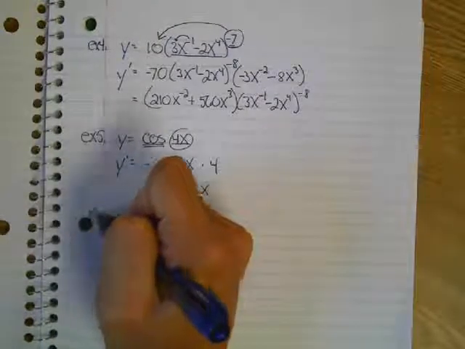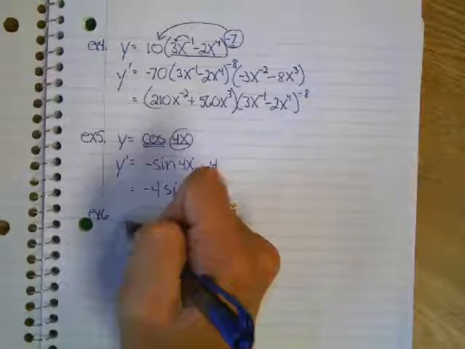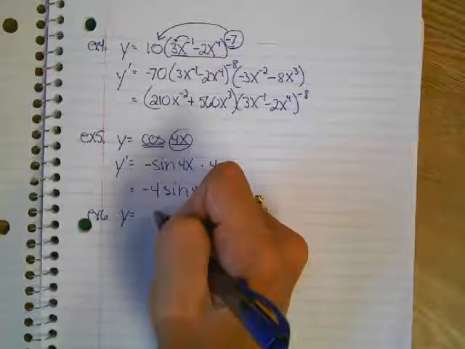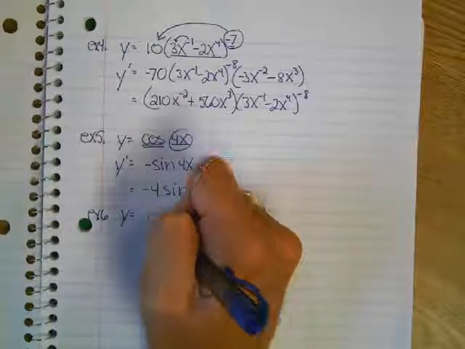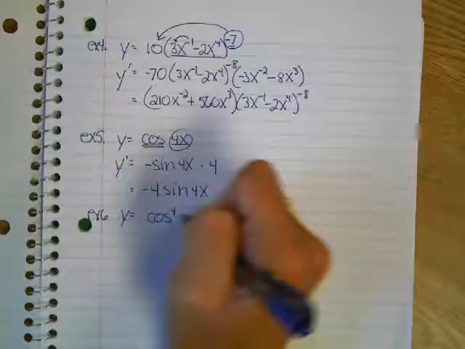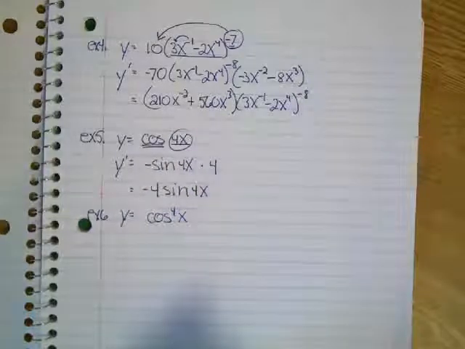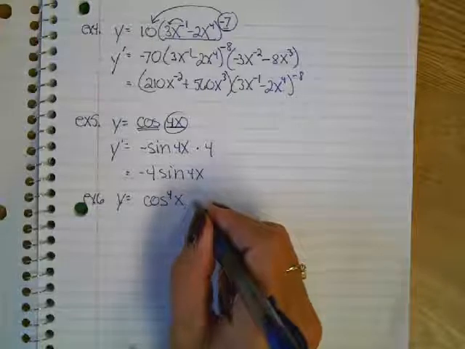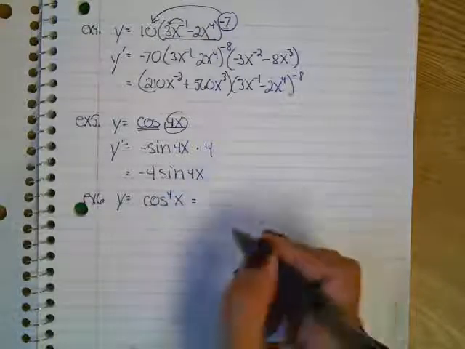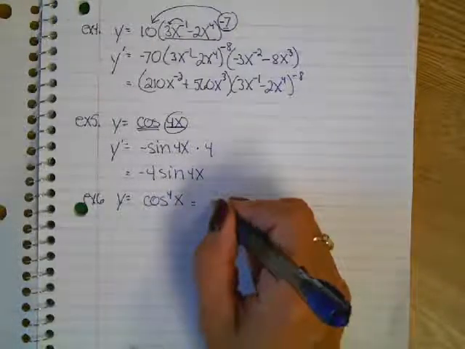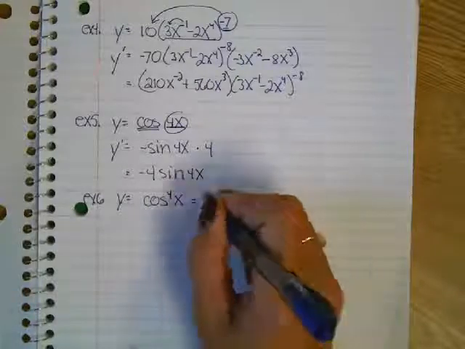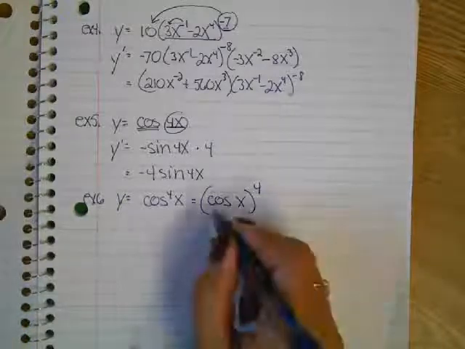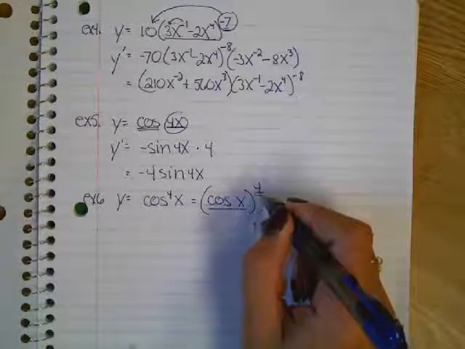Number 6. Y equals cosine to the fourth x. Anytime that's there inside, I like to write it with parentheses so I can easily see outside and inside. So I'm just going to rewrite this. Now I can easily see, here's my inside, this is my outside.